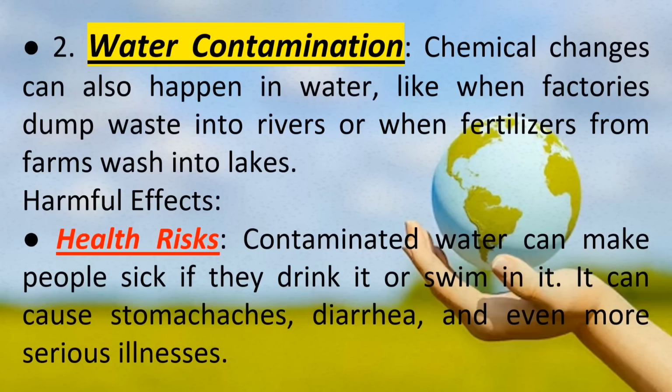Next is water contamination. Chemical changes can also happen in water, like when factories dump waste into rivers or when fertilizers from farms wash into lakes. So harmful effects, of course, health risk. Contaminated water can make people sick if they drink it or swim in it. It can cause stomach aches, diarrhea, and even more serious illness.